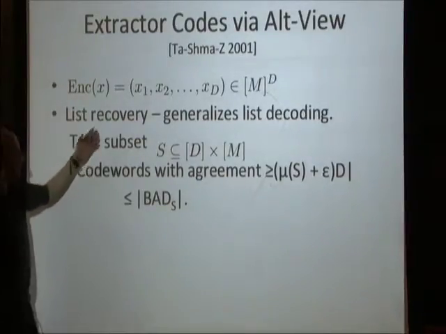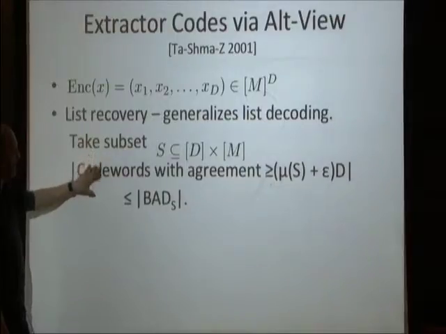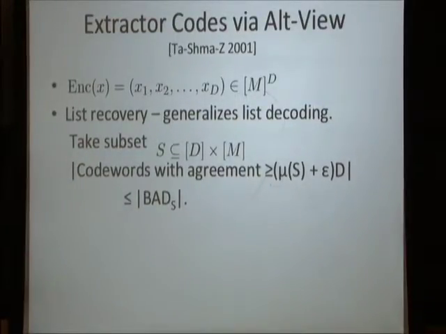And the previous view of extractors says that the number of code words is at most the size of the bad subset. So how does this work? Here the first part was just defining what kind of code you're talking about. Now you have to talk about how you're using the extractor to define a particular code.